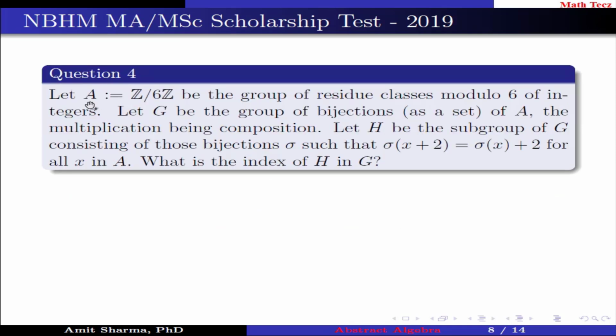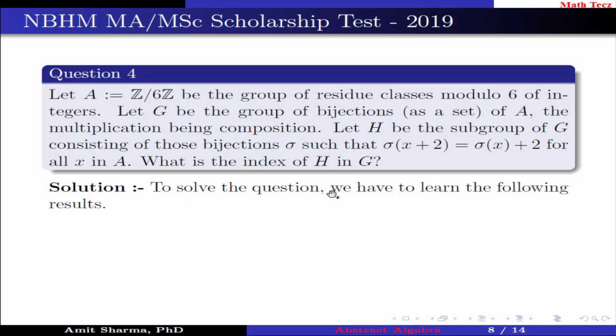Question number 4. Let A be Z/6Z, the group of residue classes modulo 6 of integers. Let G be the group of bijections of A as a set, the multiplication being composition. Let H be the subgroup of G consisting of those bijections sigma such that sigma of x plus 2 equals sigma of x plus 2 for all x in A. What is the index of H in G?